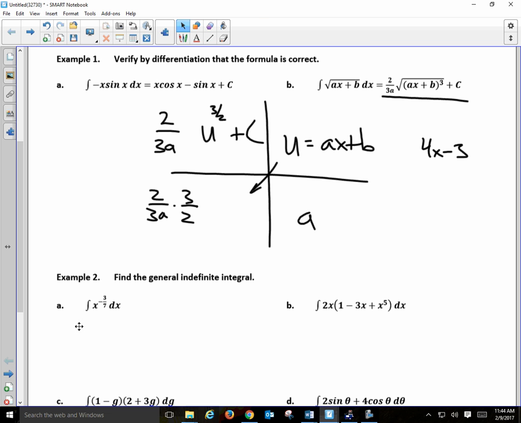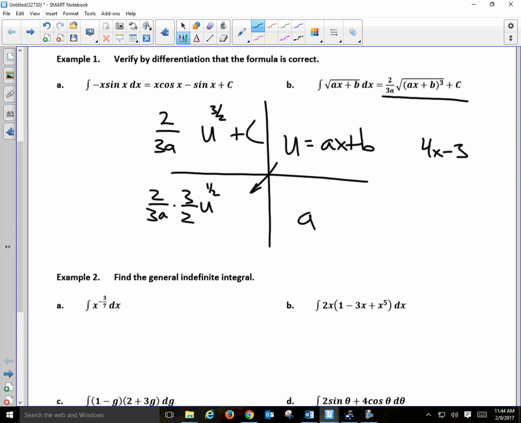Okay, here we are. We were busy taking the derivative of the right side in order to get the left side, okay? And you can see the setup here. I'm taking the derivative right now of 2 over 3a times u to the 3 halves plus c. Notice that 2 over 3a is simply a constant. It will just come along for the ride. If I take the derivative of u to the 3 halves, I get 3 halves u to the 1 half.